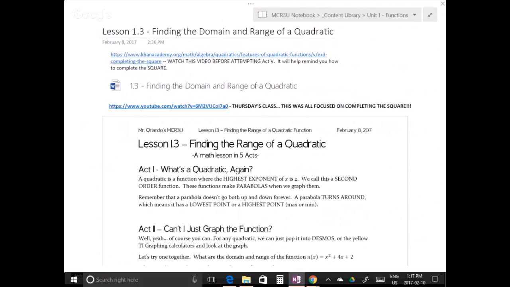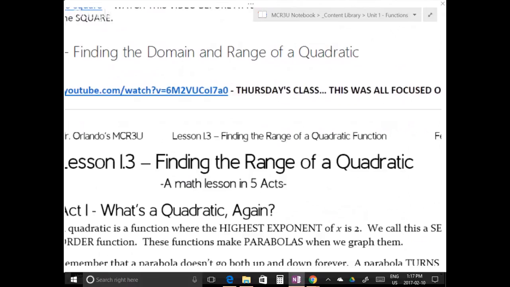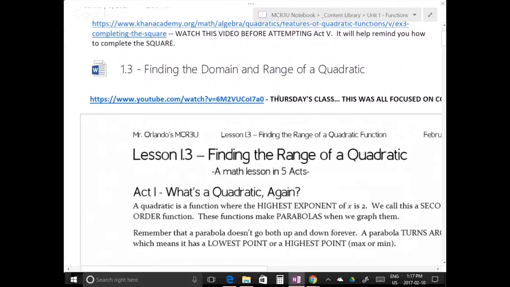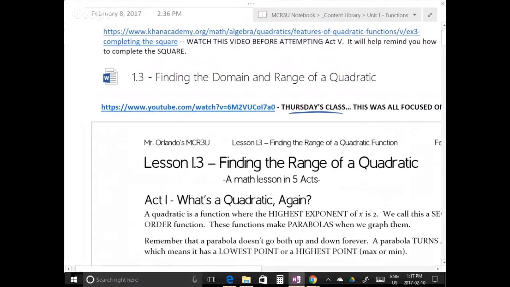There is a video for yesterday's lesson on the page. If you go to Thursday here, it says Thursday's class. This was all focused on completing the square. There's a little link there. You can click it and go through it too. So if you missed it, that doesn't mean you need to feel like you've missed out. You'll note that there's also a blank copy of the note available there. So if you're at home and you don't have the note and you think, oh no, I missed my class, that's okay. You can get caught right up.